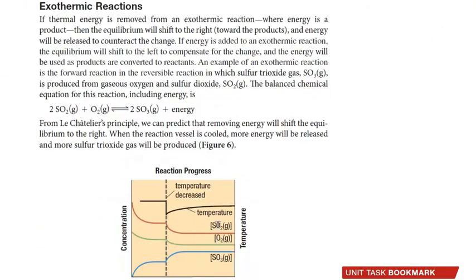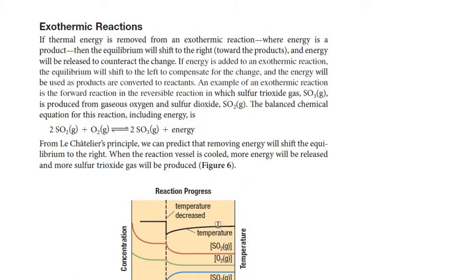Now let's talk about exothermic reactions. If thermal energy is removed from an exothermic reaction where energy is a product, then the equilibrium will shift to the right, or toward the products, and energy will be released to counteract the change. If energy is added to an exothermic reaction, the equilibrium will shift to the left to compensate for the change, and the energy will be used as the products are converted to reactants.